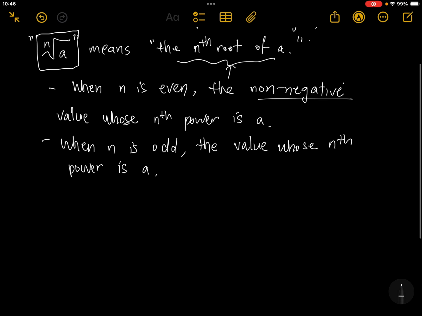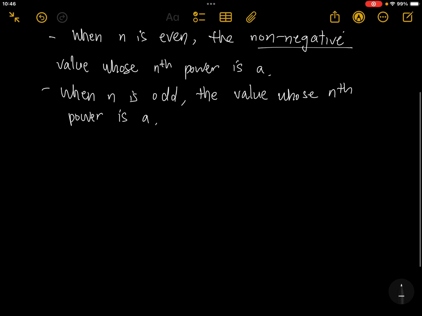And also one thing to remind you of is that the square root of a is when n is equal to 2. Because it's the number whose second power, right, that's squared, is equal to a.